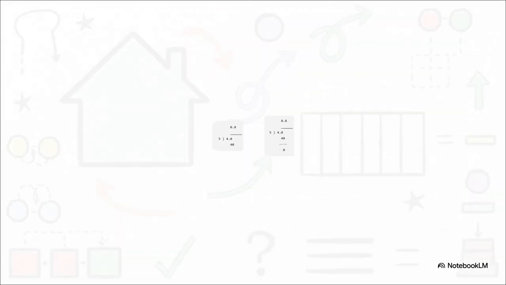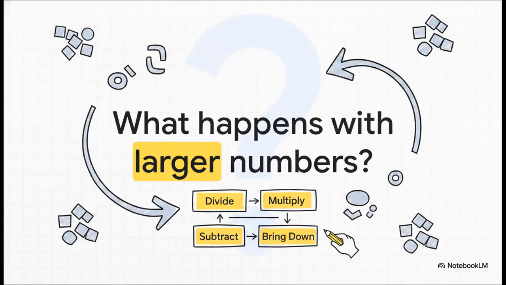Divide, 5 goes into 40 exactly 8 times. We pop that 8 up in the quotient right after our decimal point. Multiply, 8 times 5 is 40. Subtract, 40 minus 40 leaves us with exactly 0. There's nothing left to bring down, our remainder is a perfect 0, and we've revealed our incredibly clean final answer, 0.8.